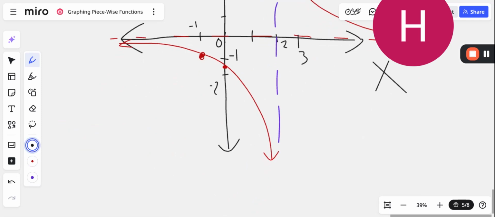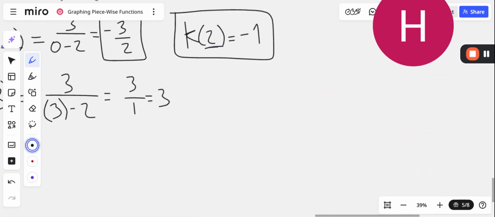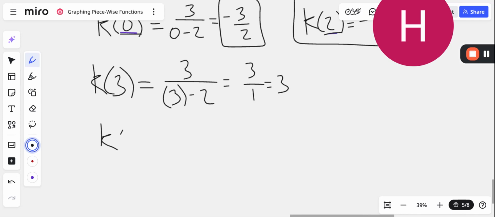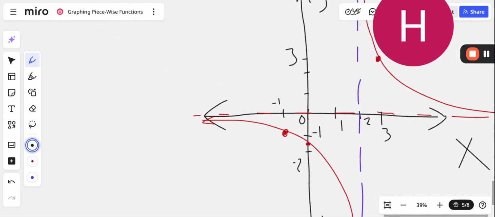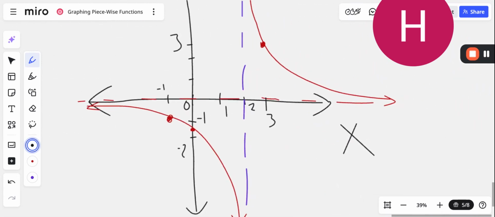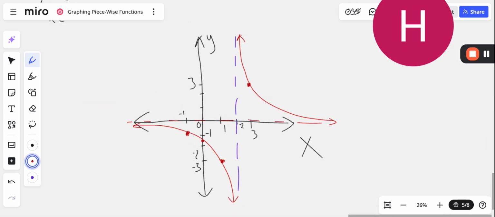Like if I want to plug in x equals 1, totally could. We could say k of 1. Remember, every single value except x equals 2 goes into the top piece. So this is 3 over -1, or -3. And you see how if I'm on the other side of this boundary, the behavior is flipped. And so we would have a point right about there at -3. Okay, that looks like it's the whole graph, right?